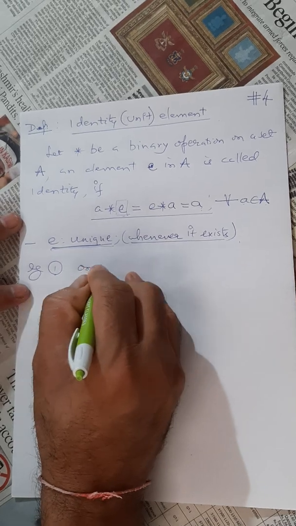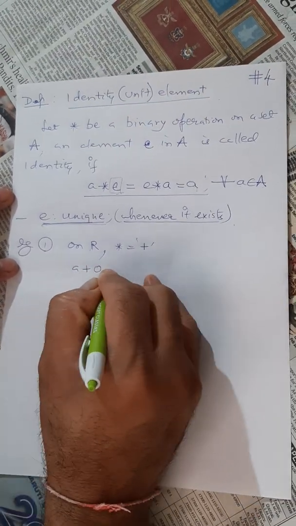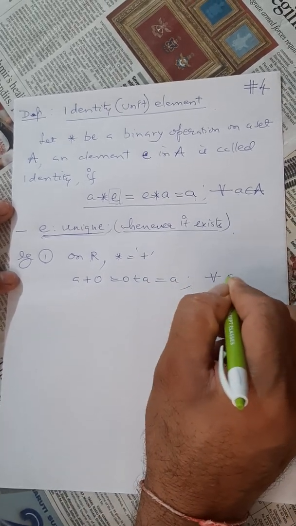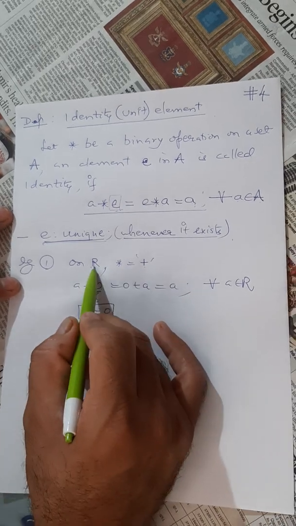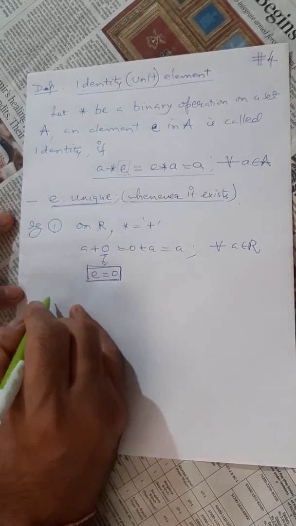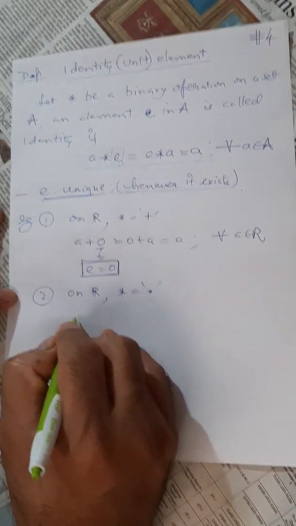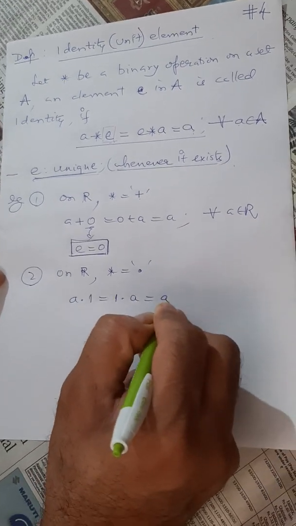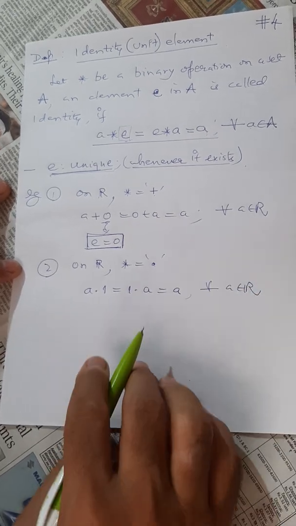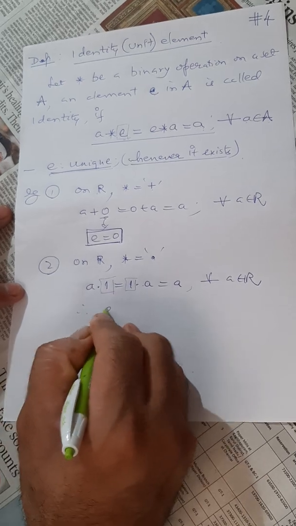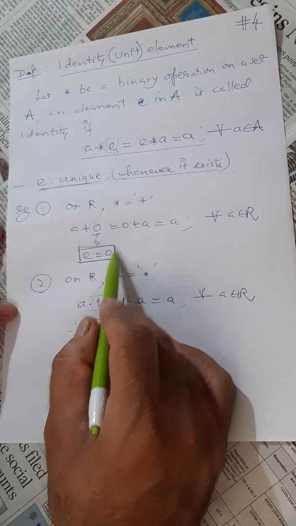Recall, for example, on R, on real numbers with asterisk as addition. For every real number A, if I find A plus 0 or 0 plus A, the answer will always be A. So this becomes identity, e equals 0 here. So with respect to addition on real numbers, identity is 0. You go back to multiplication on real numbers. If I take asterisk as multiplication, for every real number A, A into 1 and 1 into A, the answer is always A. So with multiplication, 1 has no effect for every A belonging to R. So 1 becomes identity with respect to multiplication, and 0 is identity with respect to addition.